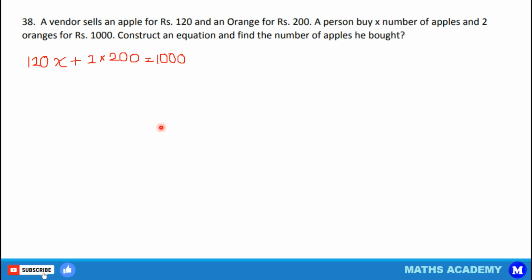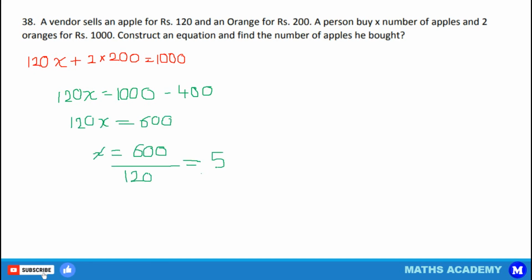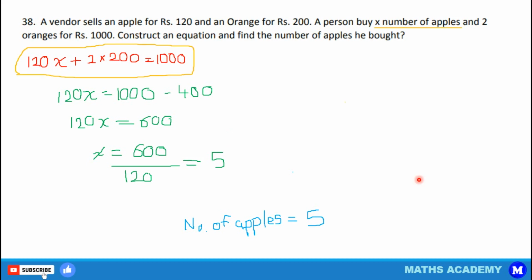So now let's write them down. The number of apples he bought is 5. Number of oranges is 2. Number of apples is 5. So I hope you understood it. With that, let's move on to the next slide.